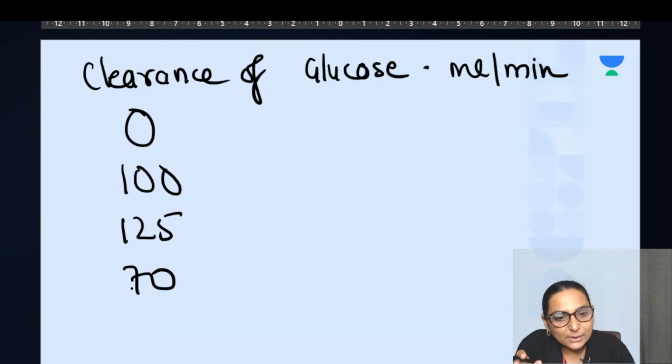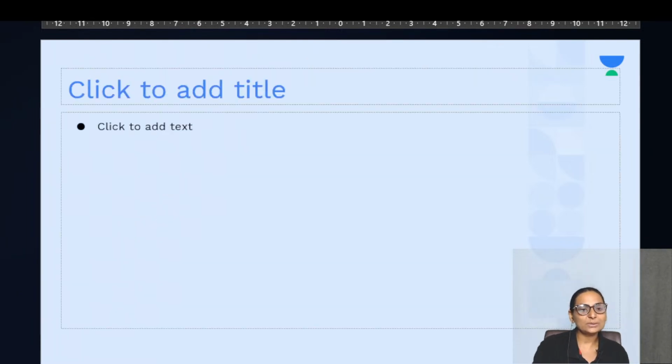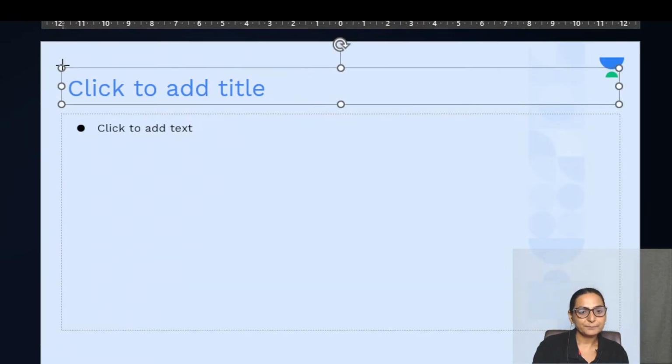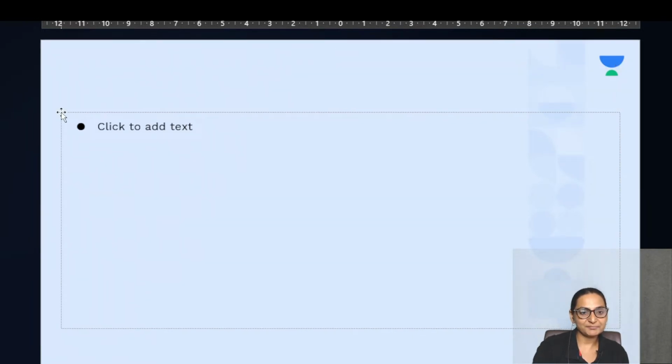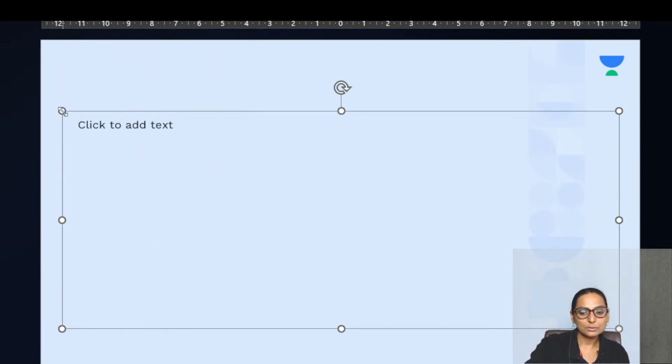Very, very common mistake which is done. The clearance of glucose is 0. Now, ma'am, how it is 0? Because we don't know the definition of clearance. And therefore, we say it 125. What is clearance now? How do you define clearance?